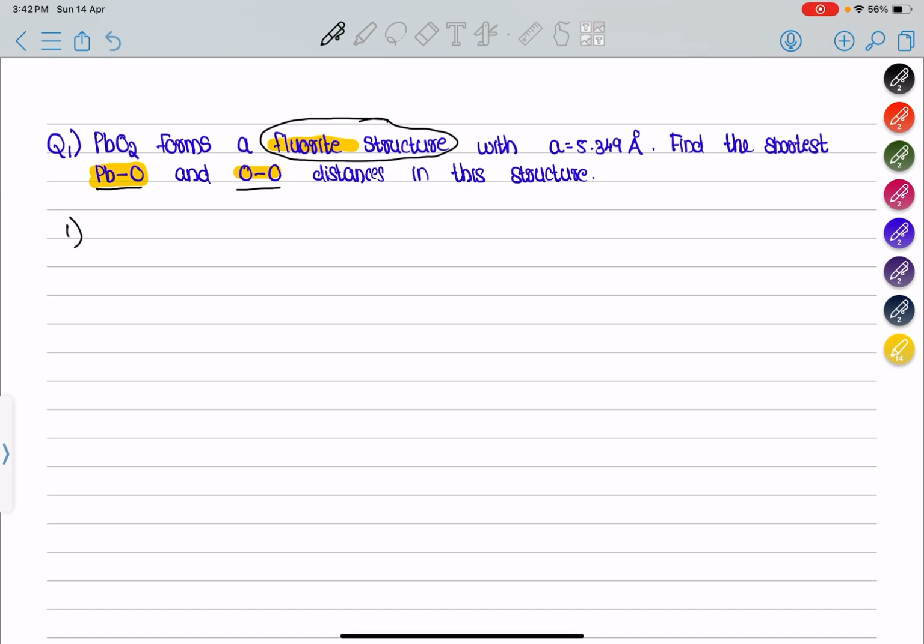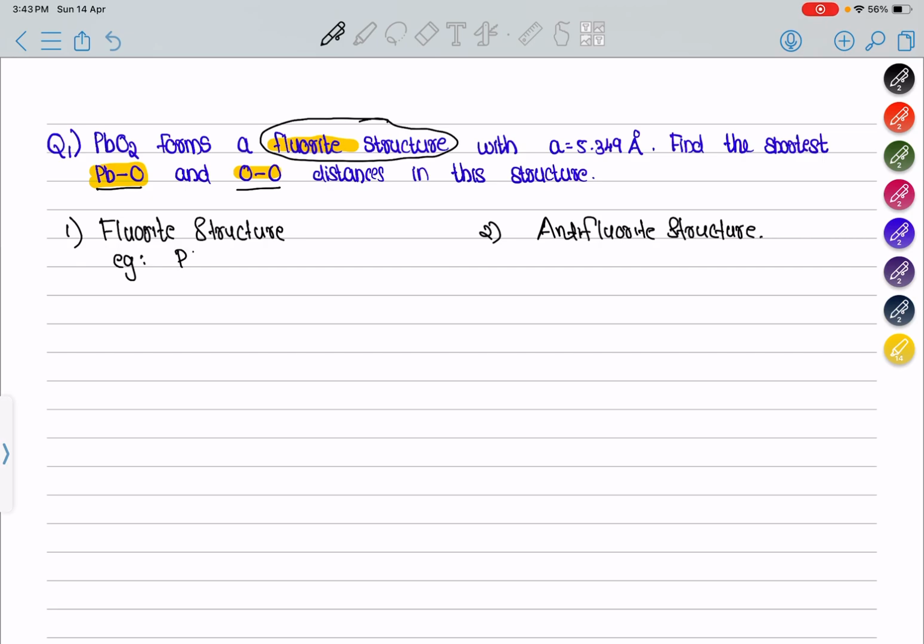So first of all, you need to know what a fluorite structure is. Similar to this, you might have also learned another one, the anti-fluorite structure. In the fluorite structure, the example given is PbO2. This question is all about the fluorite structure. In PbO2, lead is the cation and oxygen, O2 minus, is the anion. Lead is in the 4 plus oxidation state and oxygen is in the 2 minus oxidation state. The net oxidation state is 0.